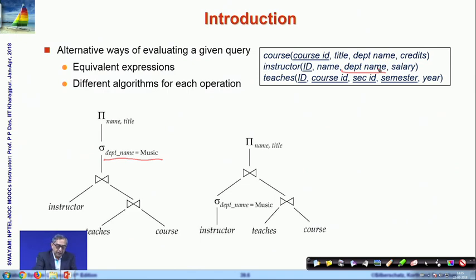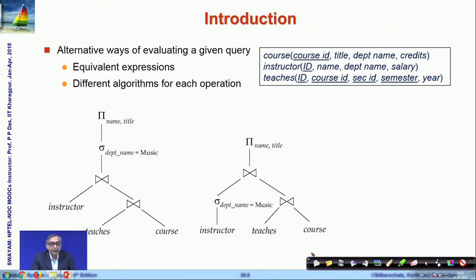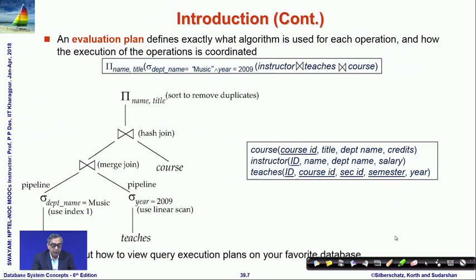So, what if instead of doing the join and then the selection as we are doing here, we first do a selection on the instructor relation itself and then join it with the join of teachers and courses and finally do the projection? We should actually get the same result. This is a simple example of equivalent relational expressions that we can make use of in our query processing. Given that, here is another example.